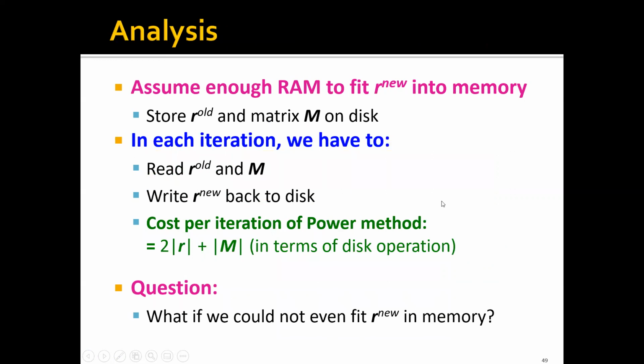Now let's analyze the cost of this I/O if we use this approach. Since we first store the R old and the matrix M on disk, in each iteration we will need to read the vector R old and M, and we'll also need to write the R new back into the disk. Therefore, the cost per iteration of the power method is actually 2 times |R| plus the size of M. And this is in terms of the disk operations. And one question is, what if we could not even fit this R new into the main memory?